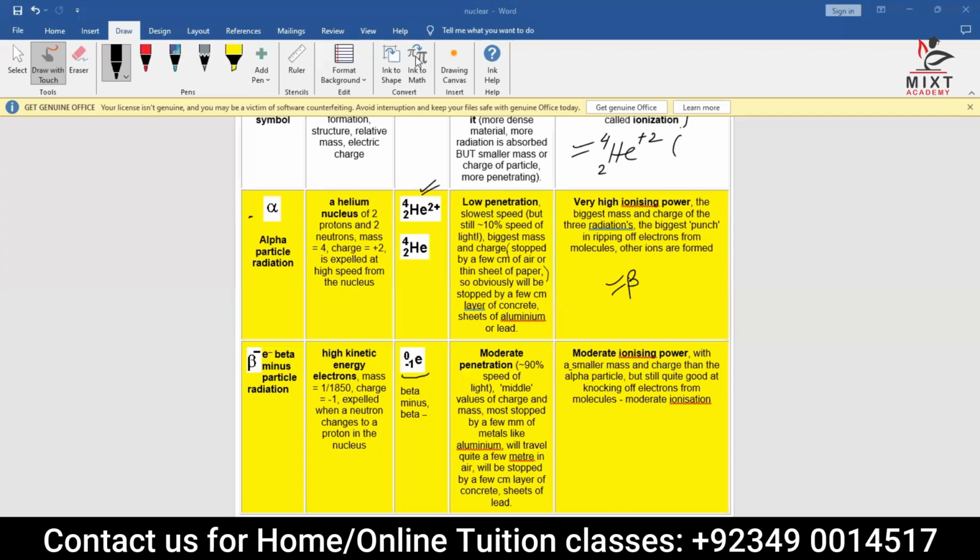Any questions related to today's lecture? Inshallah, we will start our lecture from here and then finish in the next lecture. We will try to finish gamma radiation, and then we will do fission and fusion. Try to finish this chapter, inshallah, within this week or next at maximum.